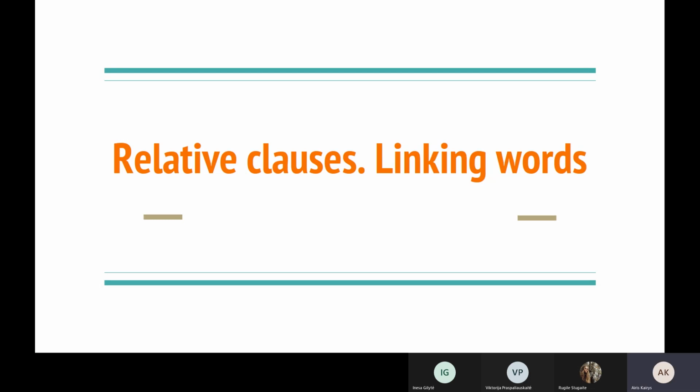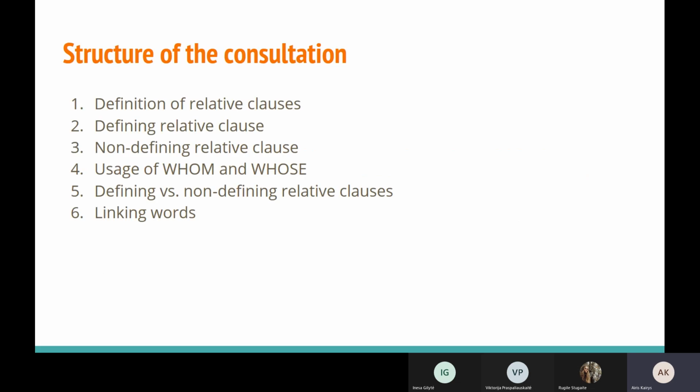Tai šiandien kalbėsime apie relative clauses and linking words. So today we'll talk about the definition of relative clauses, defining them, then non-defining relative clauses, usages of whom and whose. Then we'll talk about defining versus non-defining relative clauses, and for the end, linking words.